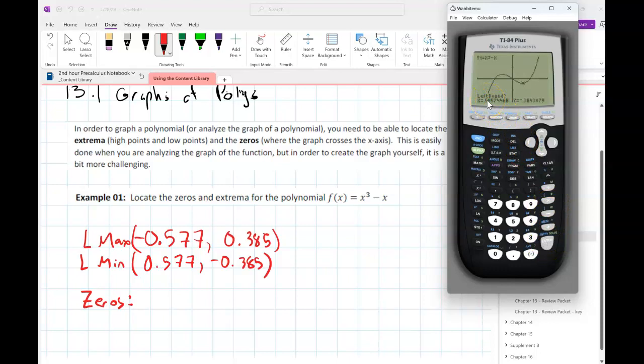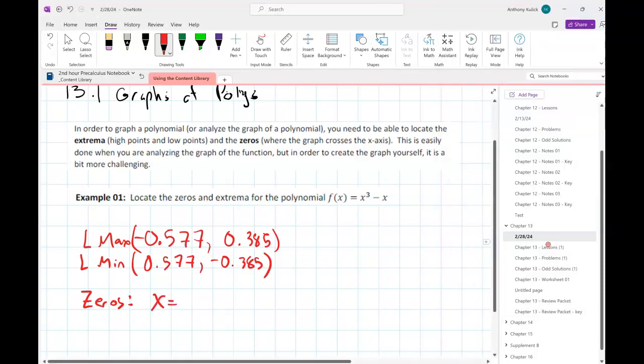Again, it's going to ask me the same three questions, left bound, right bound, and guess. Let's say I'm going to look for this zero over here first. So currently where my cursor is to the left of it, correct? So I'll just press enter. I'll move to the right of it. I'll press enter. There's only one zero in between those, so the guess doesn't really matter. I'm just going to press guess. And I get x equals 1. Well, it's 1 comma 0.